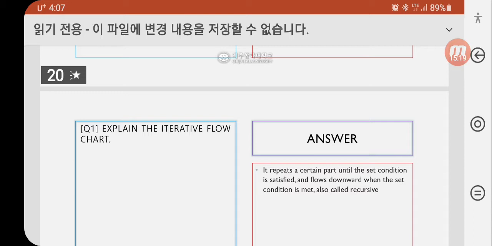There are three types of flowchart. Explain an iterative flowchart among them. I will give you some minutes. You find the correct answer and write it down.